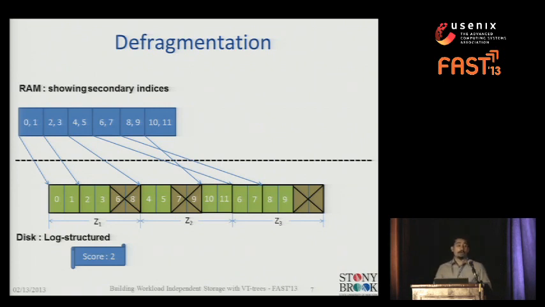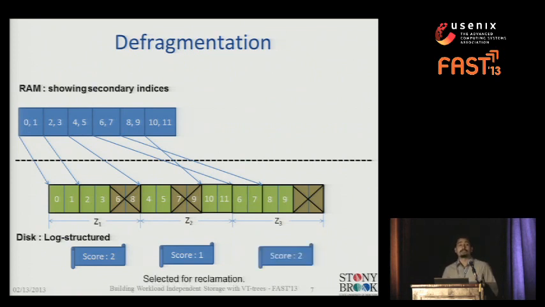The score for zone 1 would be 2 because it has one contiguous span of length 2 blocks. For zone 2, it's 1 because it has 2 contiguous spans of length 1, 4, 5 being one and 10, 11 being the other. As you could see, 7, 9 is a dead block there. And the score is 2 for zone 3. So now we clearly know that we have to select zone 2 for reclamation.